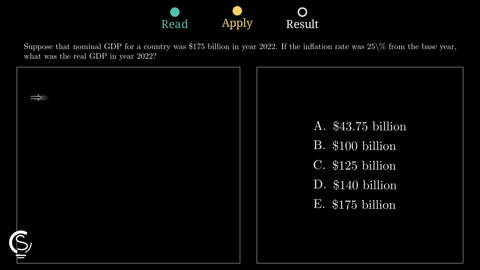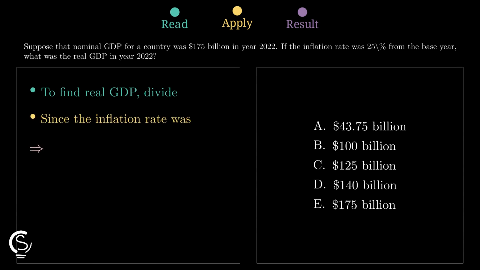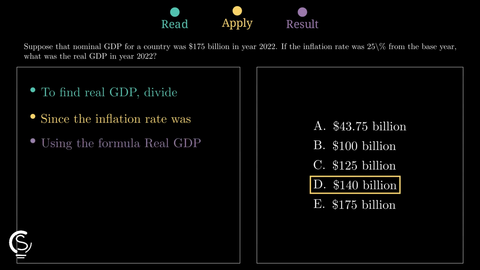Since the inflation rate was 25% from the base year, our price index is 1.25. This represents the total price level increase relative to the start. Divide 175 by 1.25. This calculation gives exactly 140 billion, making option D the winner.